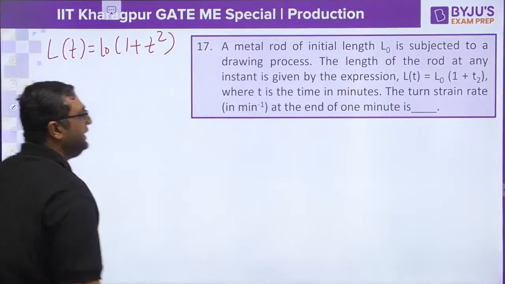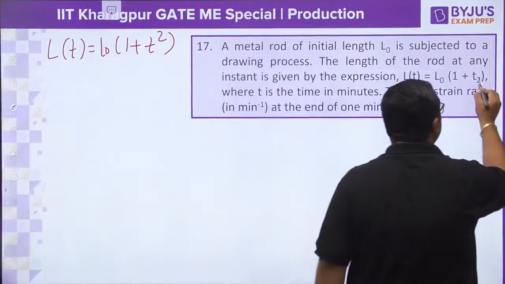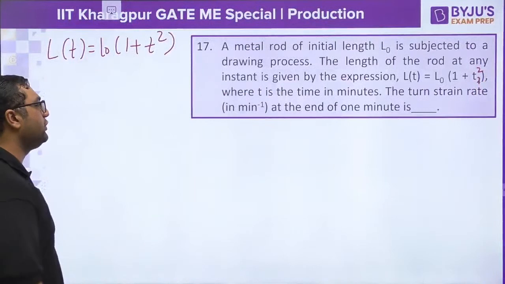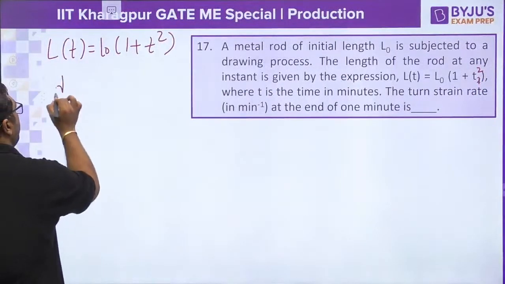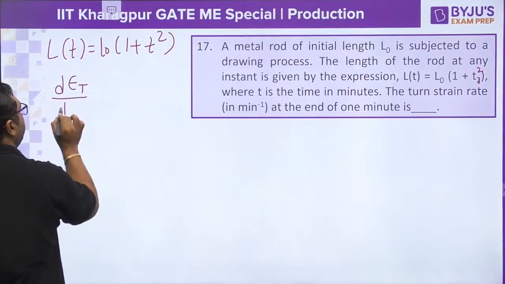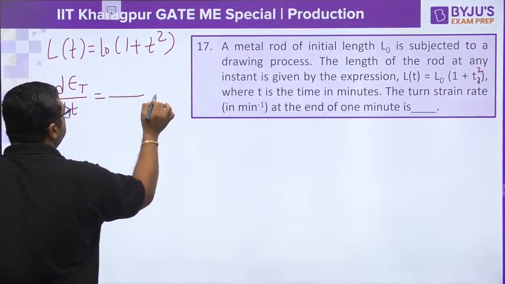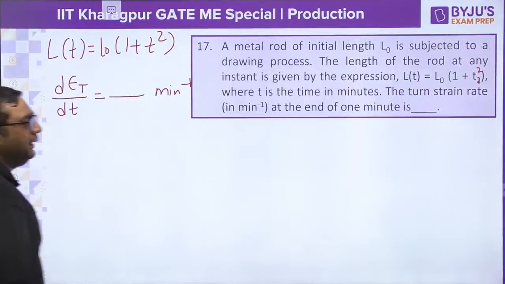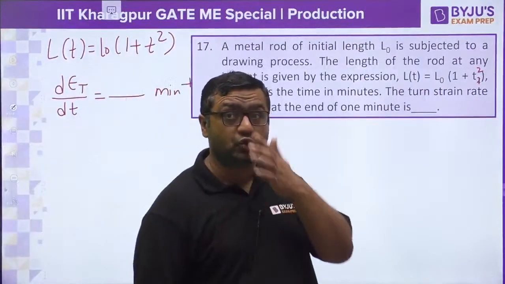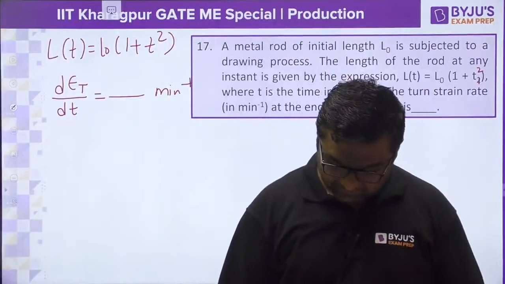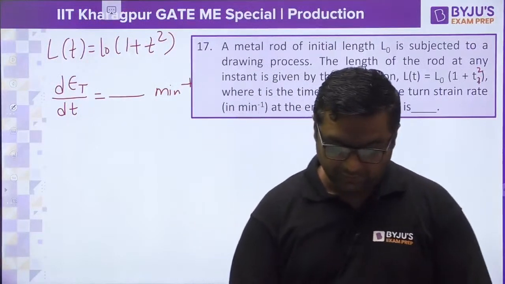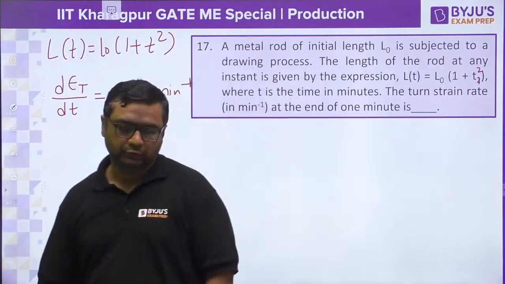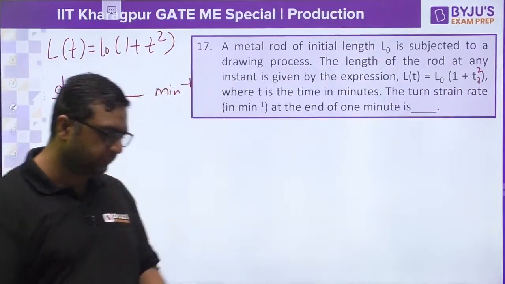This is 1 plus t square, not t2 square. You need to find out the true strain rate. You need to find out d epsilon t by dt because its unit will be minute inverse. Length is given to you guys. Solve it and get the answer.